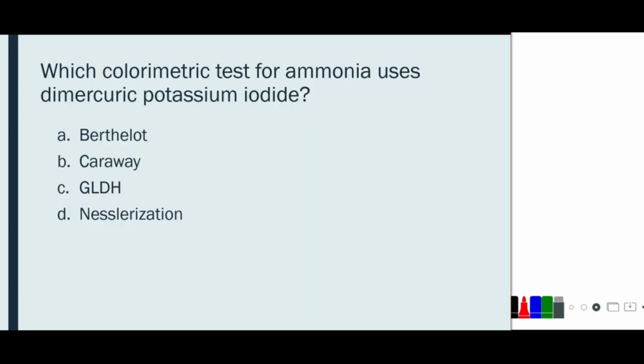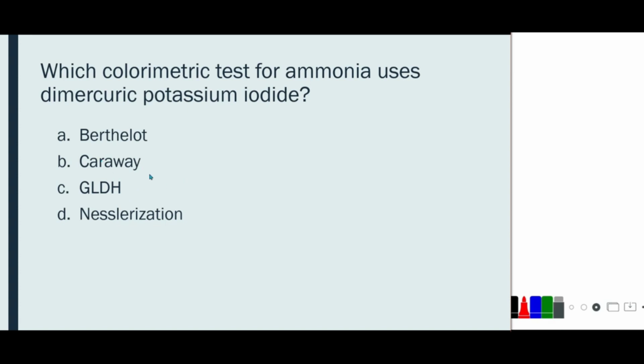Which colorimetric test for ammonia uses dimercuric potassium iodide? A. Berthelot, B. Caraway, C. Glutamate dehydrogenase, or D. Nestlerization. So remember guys that colorimetric test here refers to the direct assays used for ammonia determination. So we exclude that of your glutamate dehydrogenase since this is an enzymatic assay and not a chemical assay.